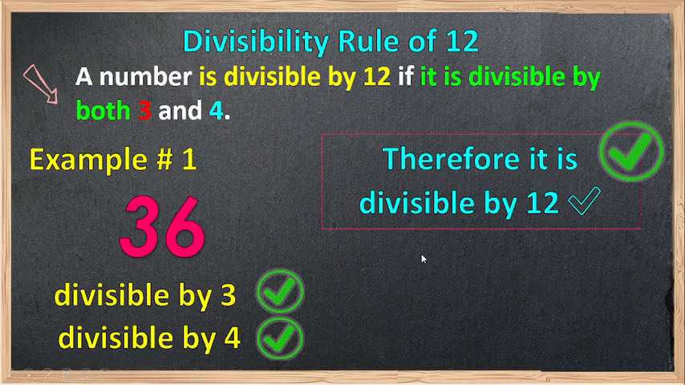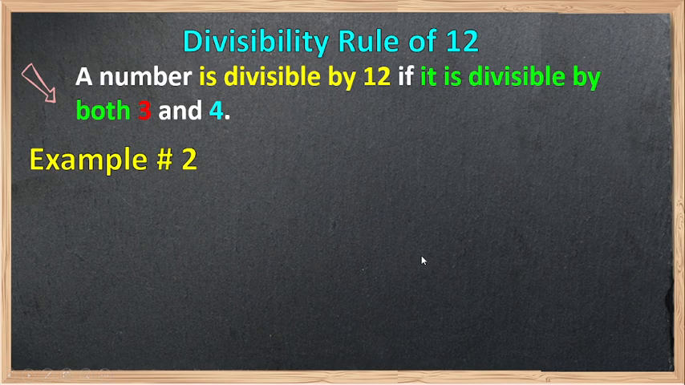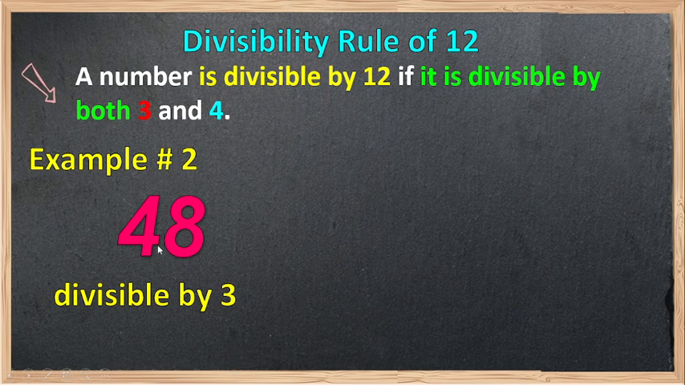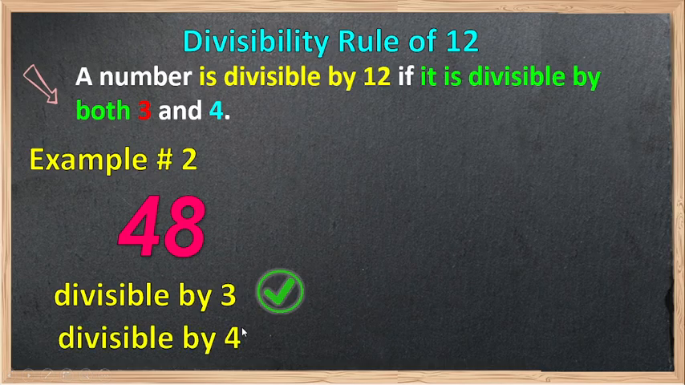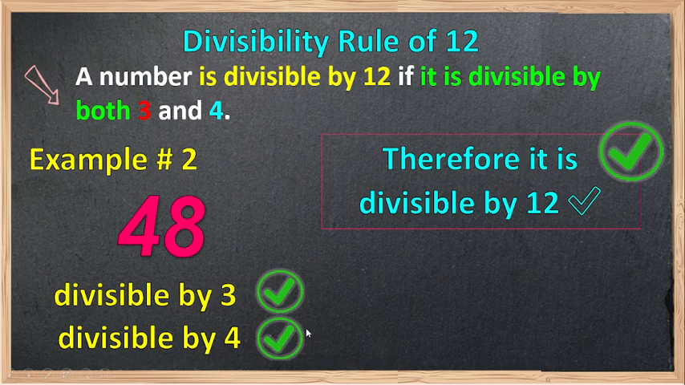Therefore, 36 is divisible by 12. Okay? Next, we have 48. Is 48 divisible by 3 and 4? Let's try. 4 plus 8, the answer is 12. Is 12 divisible by 3? Yes. Is 48 divisible by 4? Yes. Okay, therefore, it is divisible by both 3 and 4, so this should be divisible by 12.